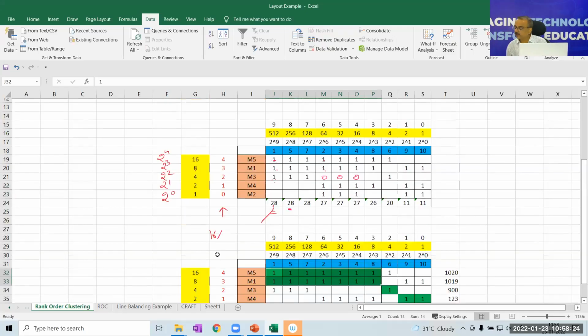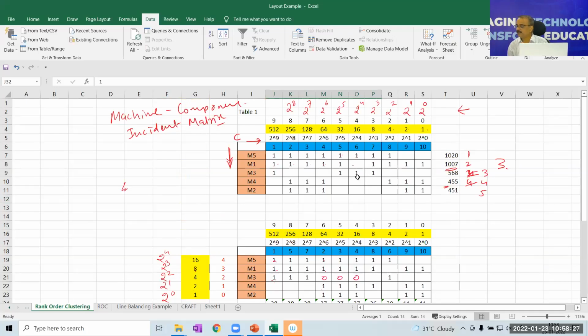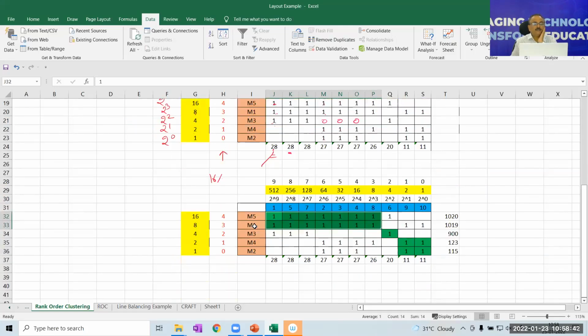But initially, whatever the components were existing, they were existing in a very haphazard manner, and they are now being grouped. And based on that, we have come up with a layout wherein we have one particular cell of machines, one particular group of machines, that is cell 1, where machines 5 and 1 will be located. In another cell, we can have machine 3, and then in another cell, we can have machines 4 and 2. So in this way, you can group those components and you can form the cells, which will become a part of the group technology layout, or this type of layout, we call it a group technology cell.